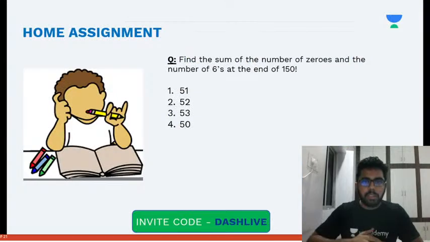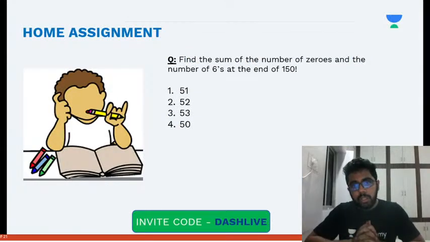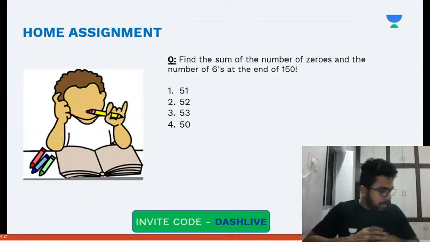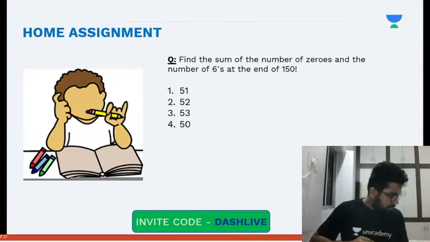So that is it for this session. This is a homework assignment I have for you. Please try and solve this question and do write your answers in the comment section. Find the sum of the number of zeros and the number of 6s at the end of this.